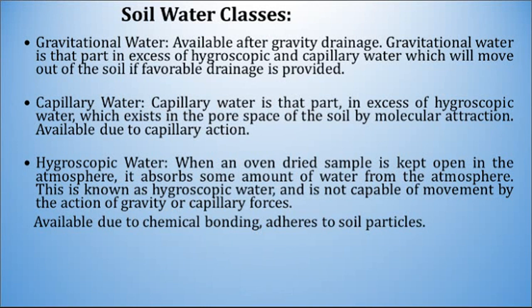Gravitational water is available after gravity drainage. Gravitational water is that part in excess of hygroscopic and capillary water which will move out of the soil if favorable drainage is provided. So it is in excess of hygroscopic and capillary water and which is easily available if favorable drainage is provided to the soil.